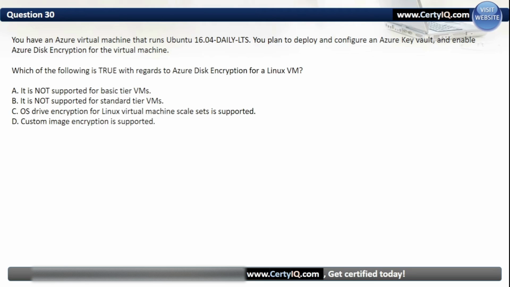Question 30. You have an Azure virtual machine that runs Ubuntu 16.04-daily-LTS. You plan to deploy and configure an Azure Key Vault and enable Azure Disk Encryption for the virtual machine. Which of the following is true with regards to Azure Disk Encryption for a Linux virtual machine? Our options are A. It is not supported for basic tier virtual machines. B. It is not supported for standard tier virtual machines. C. OS drive encryption for Linux virtual machine scale sets is supported. Or D. Custom image encryption is supported. The correct option is A. It is not supported for basic tier virtual machines.